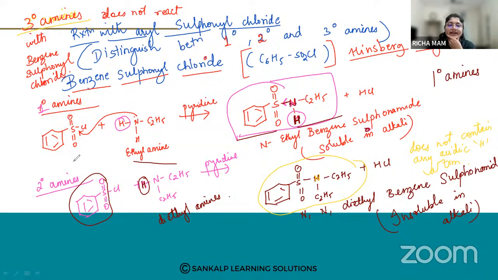Then in the second case, that is your secondary amines, there is no hydrogen atom. There is no acidic hydrogen atom present. So because of this reason, it is insoluble in alkali. Then tertiary amines, they do not react with benzyl sulfonyl chloride because there are no replaceable hydrogen atoms. Okay, is it clear?